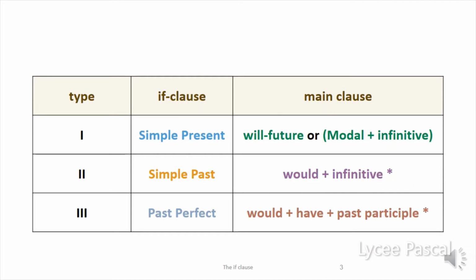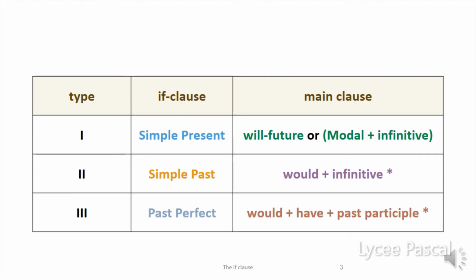For example, these are the forms of type 1, type 2, and type 3 conditionals. In the if clause of the first type conditional, we use the simple present. In the main clause, we use will plus the base form, the infinitive. We are not allowed to change the verb after the modal auxiliary, after will, would, can, could, etc. So, to tell about the future, we use the simple present tense in the if clause and will plus the base form of the verb in the main clause.